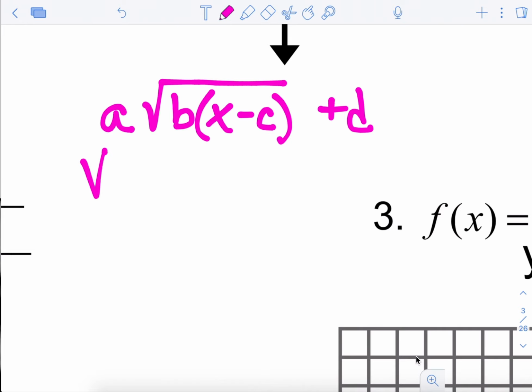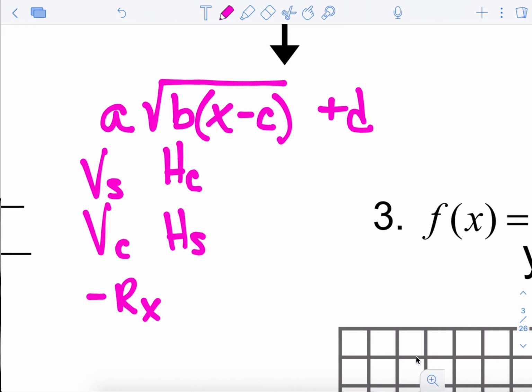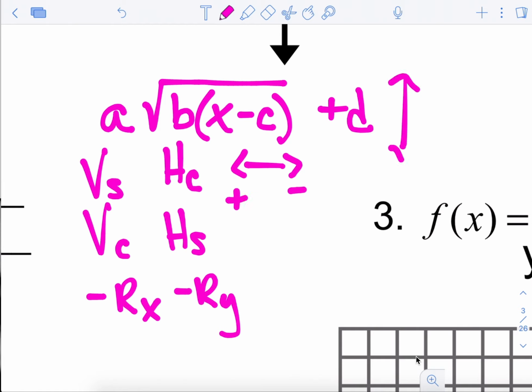So A controls our vertical. Remember, we are either a vertical stretch or vertical compression, depending on if it's large or small. If this is negative, it's a reflection over the x, okay? Second thing, my B is either a horizontal compression or a horizontal stretch, depending on what number it is. And if it was negative, that's a reflection over the y-axis. C moves us left and right, but it's backwards of what you think. Negatives go to the right, positives go left. D is my up and down. He follows the rules. Positives go up, negatives go down.